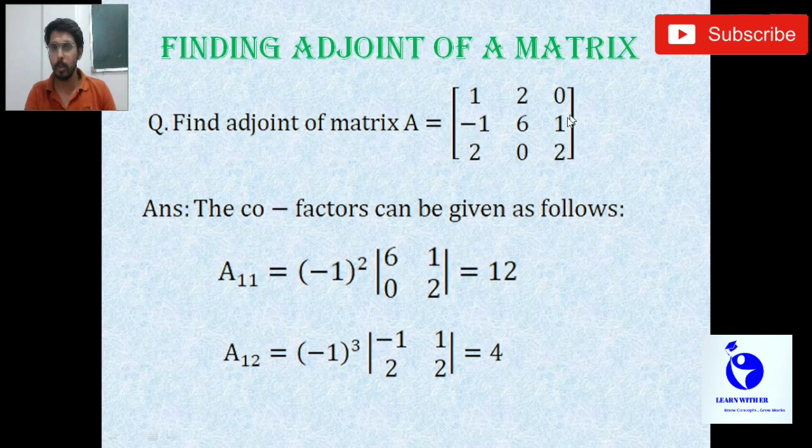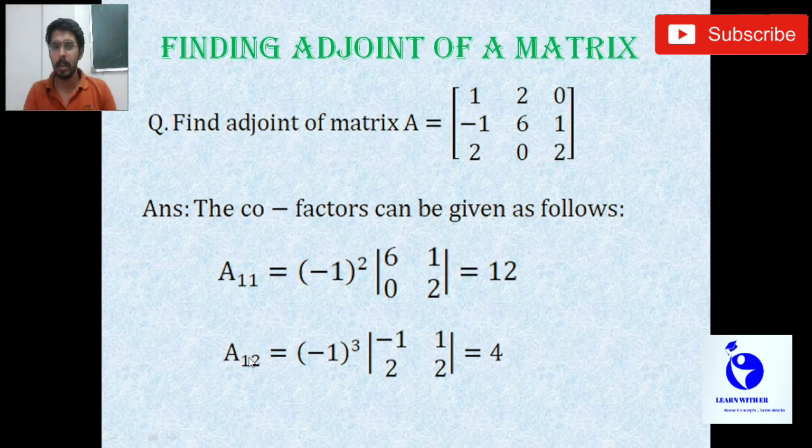So -1, 1, 2, 2, the determinant of that. When we find the determinant, that will be -1 into 2, which is -2, minus 2 into 1, which is again -2. So -2 minus 2 is -4. Again, with -1 cubed, which is also -1, -4 into -1 will give me 4. So this is how we are finding out the cofactor.